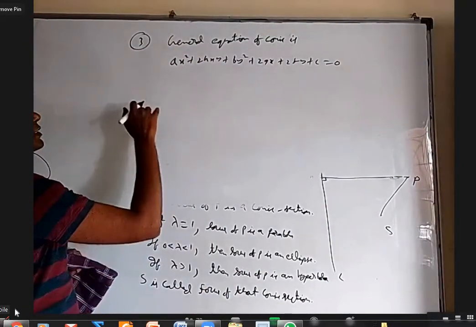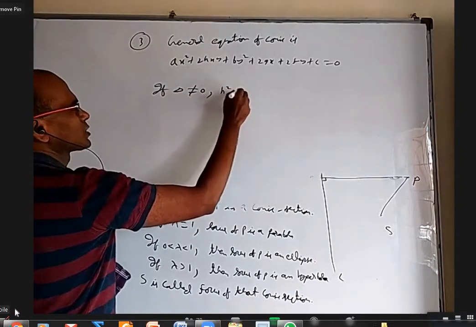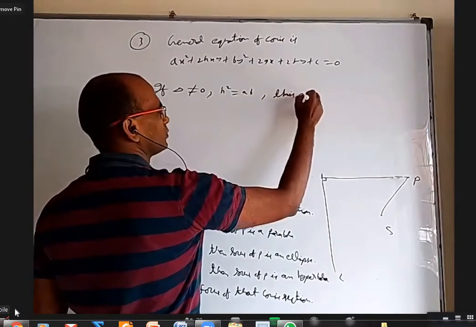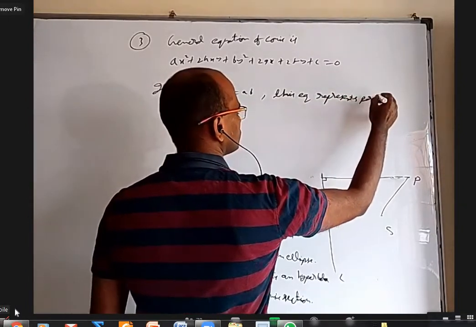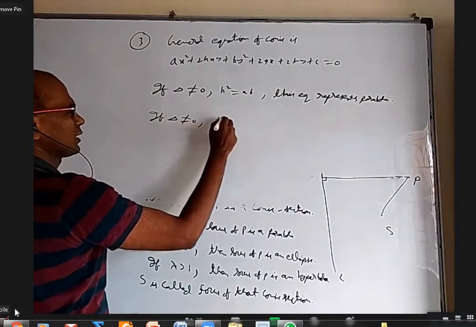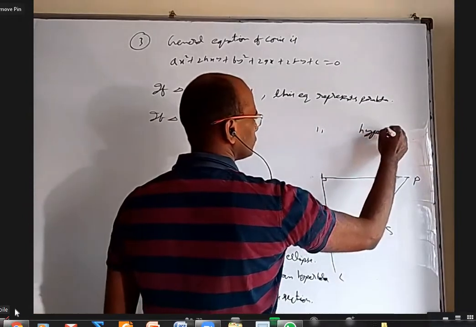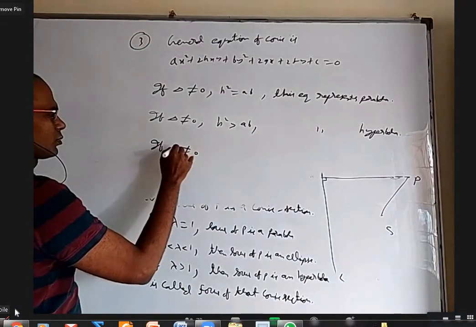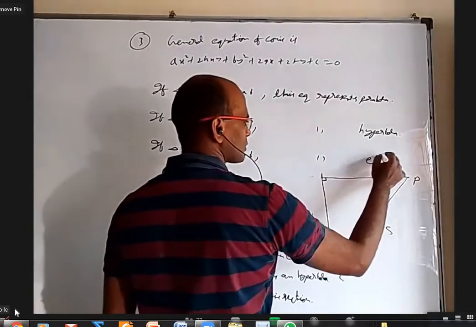That's some conditions. What is that? If delta not equal to 0 and h square equal to ab, this equation represents a parabola. If delta not equal to 0 and h square greater than ab, this equation represents a hyperbola. And if delta not equal to 0 and h square is less than ab, this equation represents an ellipse.